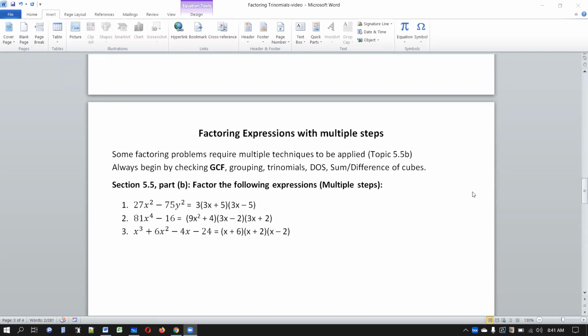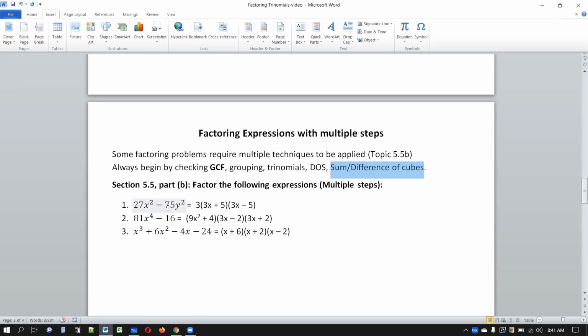Hi, hello everybody. So this is topic 5.5, and I've decided to call it section 5B because I'm going to show you here the expressions that may require multiple steps or multiple techniques to factor. And remember, we have these techniques that we have to consider in this order, beginning with the greatest common factor, grouping, trinomials, and difference of squares. We'll see the sum and difference of cubes in the next section.